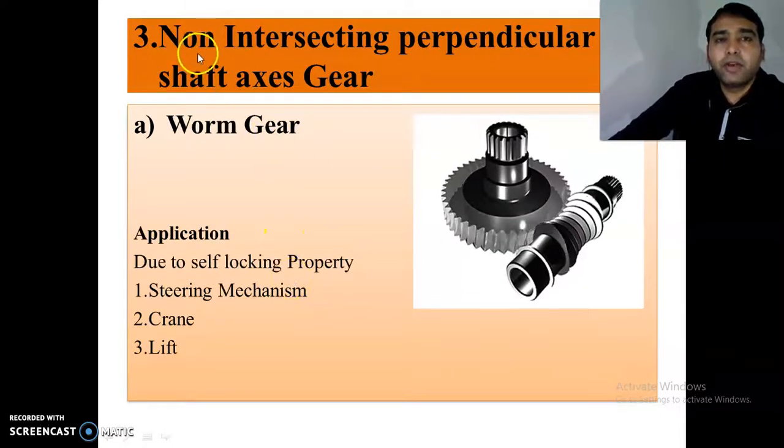Now third, non-intersecting perpendicular shaft axis. That is, the shafts do not intersect with each other but are perpendicular to each other. In this situation, the worm gear are used. Having low velocity, high speed reduction and high torque, it is used in the steering mechanism. It has a self-locking property, so it is used in cranes and lifts.